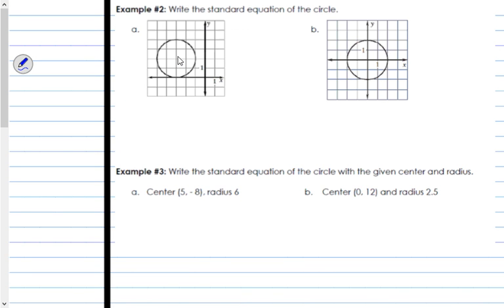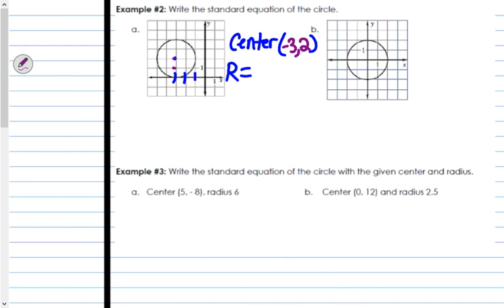Example number 2, write the standard equation of the circle. Well, the first thing that you need to keep in mind is we've got to find the center of the circle, and we need to know the radius of the circle. The center of the circle is the very middle. Look at your graph. What are the coordinates? I can see it's counting by ones. So -1, -2, -3 on the x-axis, and -1, +1, +2 on the y-axis. So the center of your circle is (-3, 2). Hopefully that's pretty easy to see by looking at the picture.